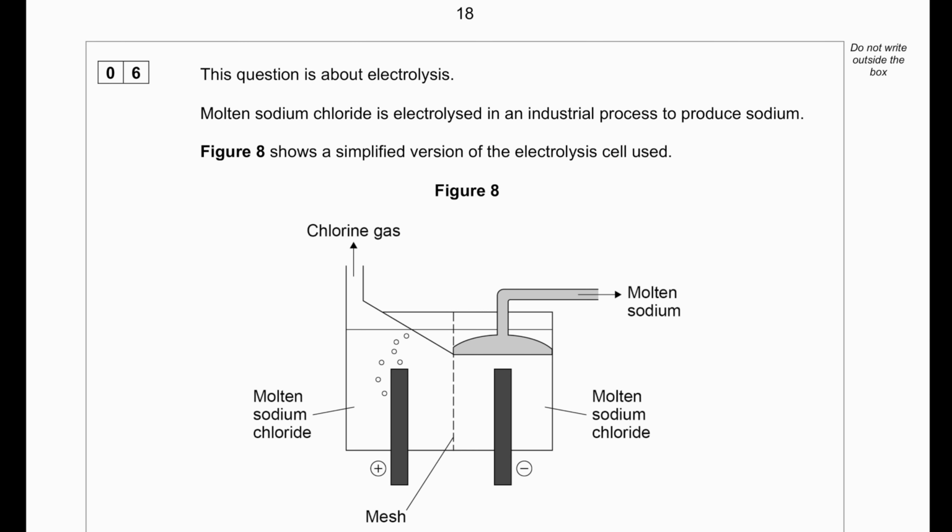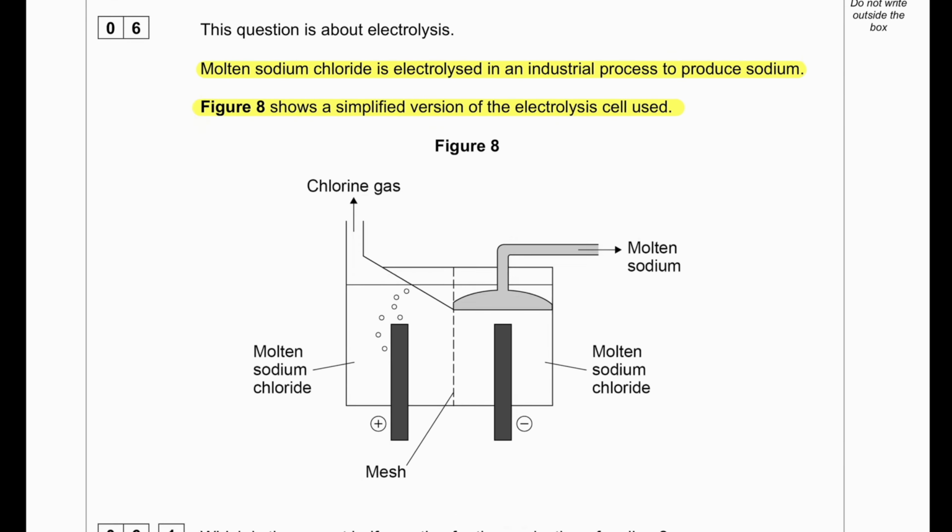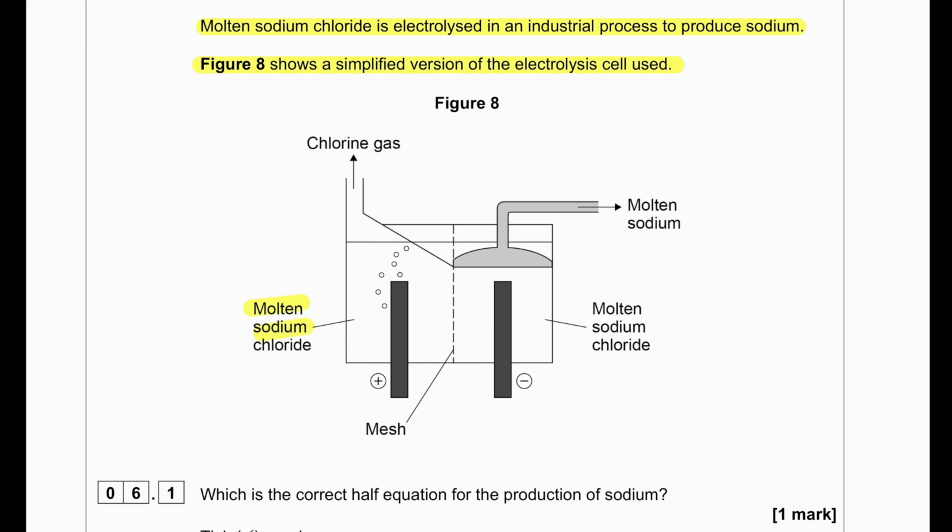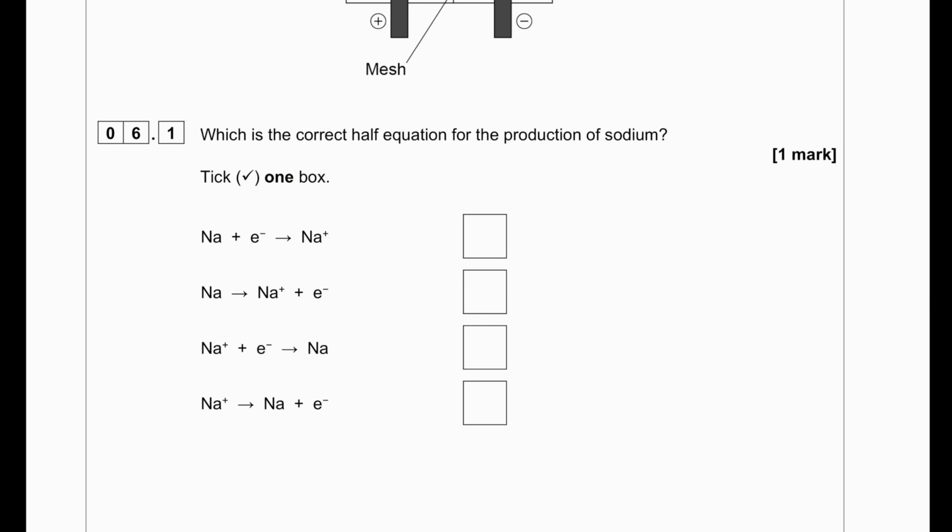Question number 6. Molten sodium chloride is electrolyzed in an industrial process to produce sodium. Figure 8 shows a simplified version of the electrolysis cell that is used. We can see the diagram where molten sodium chloride is the electrolyte. On one side we're collecting the chlorine gas, and on the other side we're collecting the molten sodium. Since the molten sodium is lighter than the molten sodium chloride, it's floating at the top. Which is the correct half equation for the production of sodium?